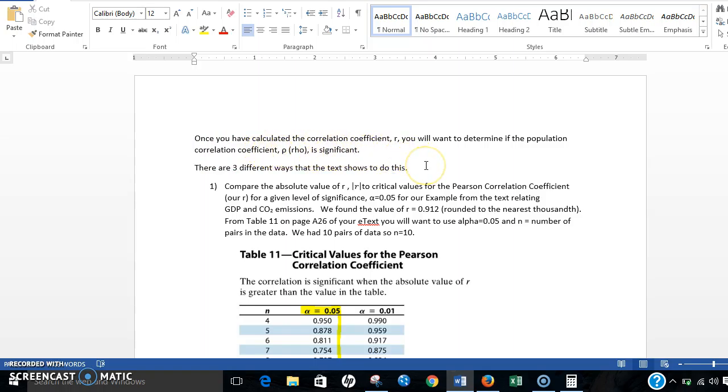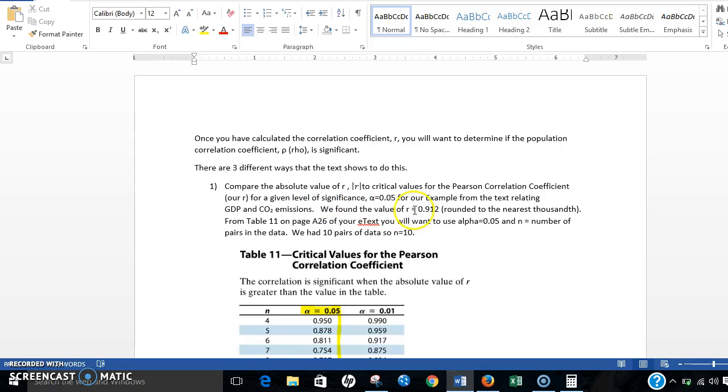Well, there are actually 3 different ways that the text can show you to do this. So the first way is to compare the absolute value of R, and I've shown that as a mathematical expression, the 2 bars with the R in it, to critical values for the Pearson correlation coefficient, for a given level of significance. I'm just going to use alpha equals 0.05 for our example from the text, which was relating GDP and CO2 emissions.